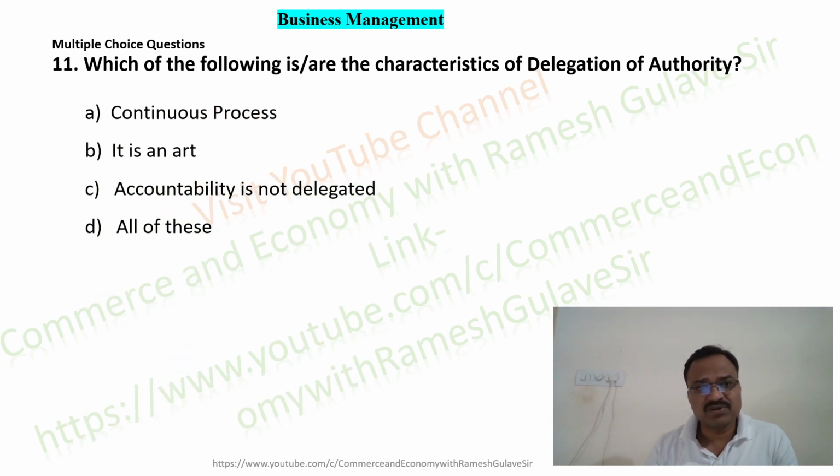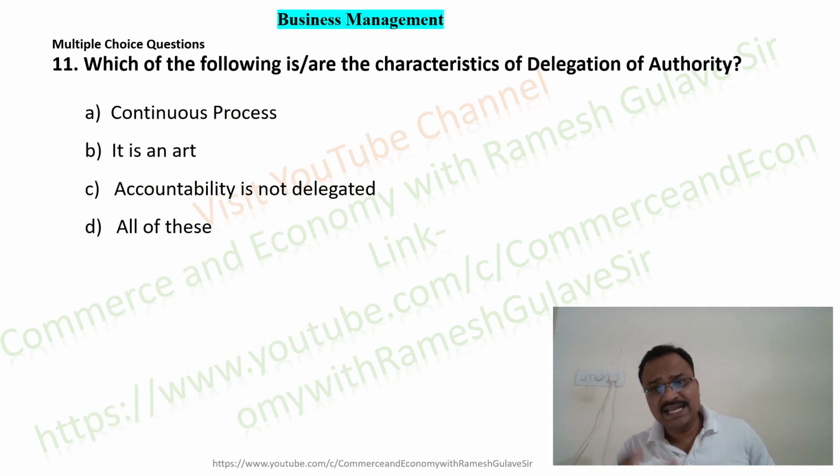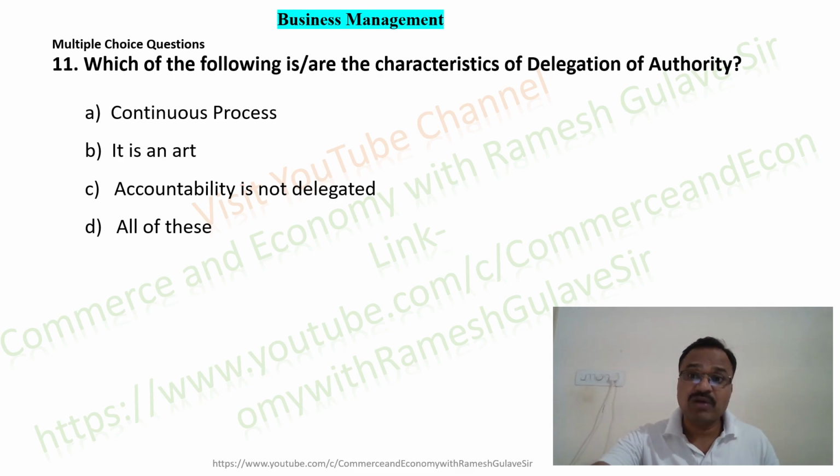See friends, the first option is continuous process. Yes, delegation of authority is not a one time activity, it is a continuous process. So this is a characteristic of delegation of authority. The second option is it is an art. Yes, delegation of authority is an art, because see friends, you cannot directly delegate your authority, right? So it is basically an art. It involves the cooperation of the subordinate, because in delegation of authority you are giving your powers to your subordinate, and this should be done tactfully. So it is an art basically.